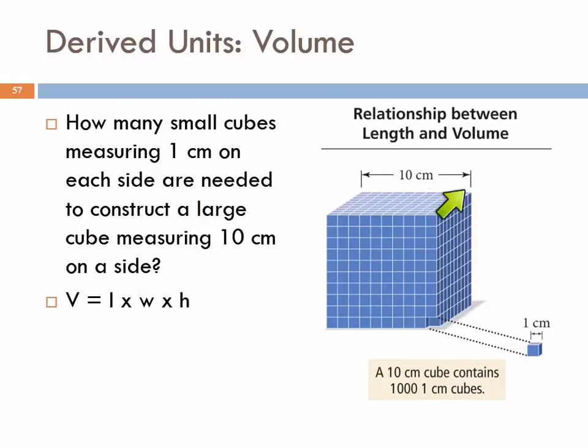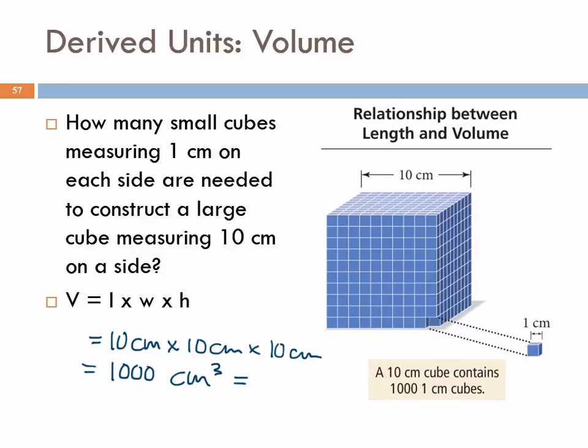So there's 10 cubes here, and they're each 1 centimeter, so that's 10 centimeters. That's what I was trying to do. So 10 centimeters on one side, 10 centimeters on the other side, and 10 centimeters on the third side, and that comes out to be 1,000 cubic centimeters. Or we could write it as 10 to the third cubic centimeters.